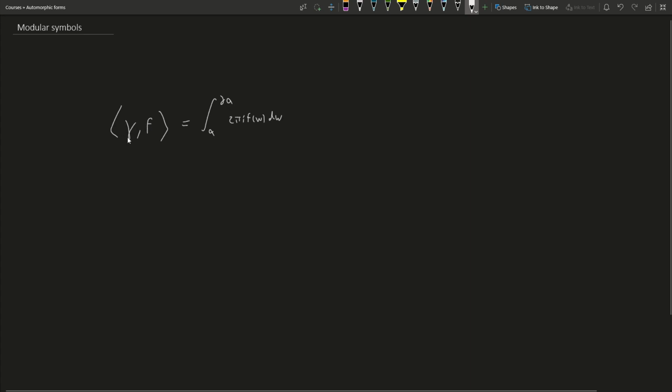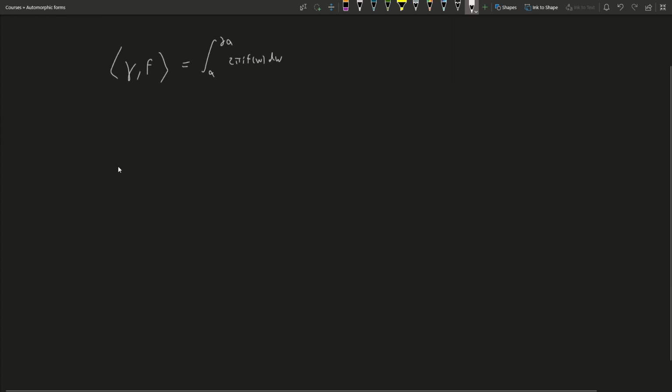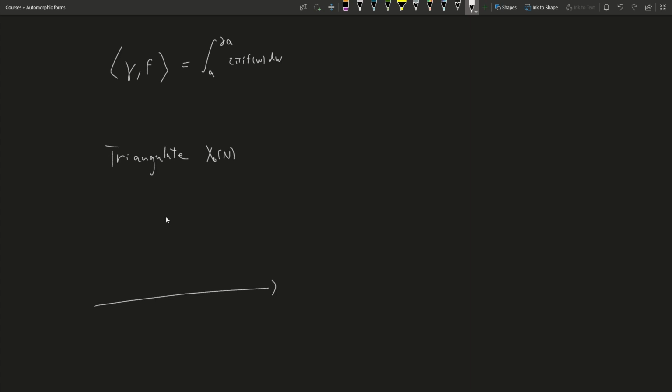And instead, we're going to study the homology of the modular curve X naught of N. So let's triangulate X naught of N, right? Because if we want to study the homology, the way you do that is you break it up into triangles. So starting with just the upper half plane.